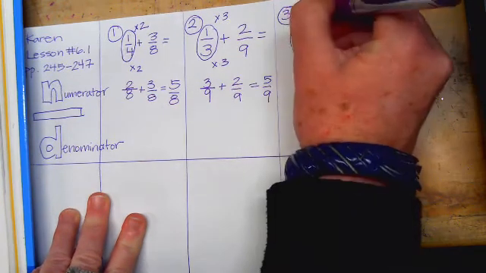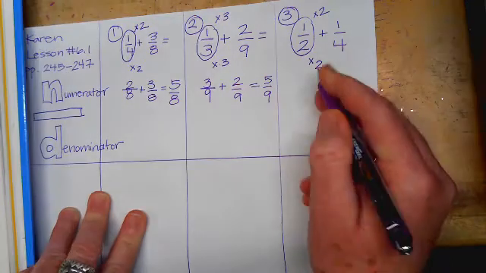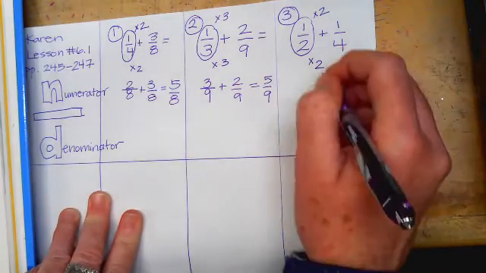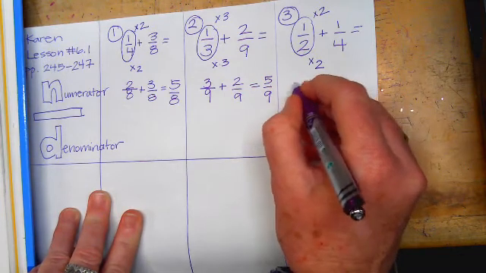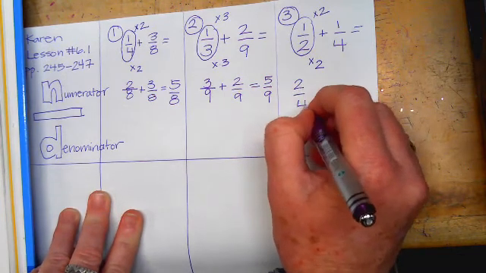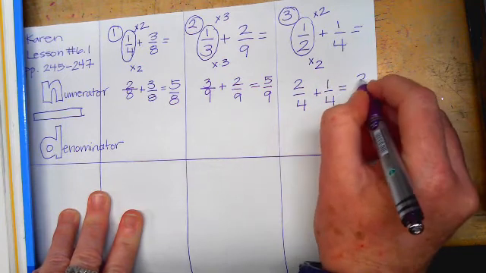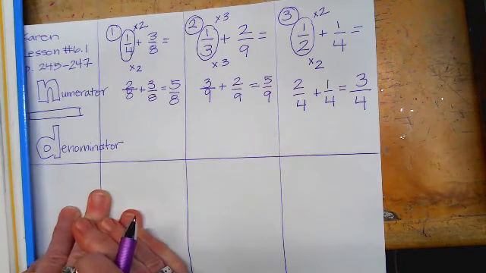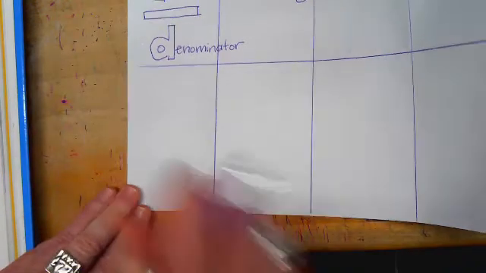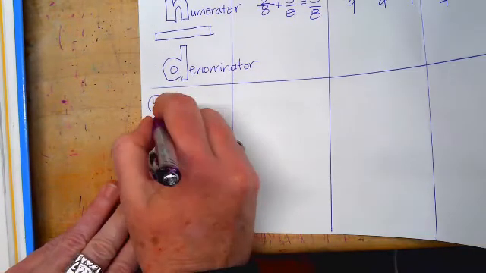2 times 2, right? And if I multiply the bottom by 2, then I have to multiply the top by 2. Okay? Whatever you do to the bottom, you have to do to the top, because it's all about fairness in fractions. So this is going to give me 2/4 plus 1/4 equals 3/4. Right? Pretty easy.